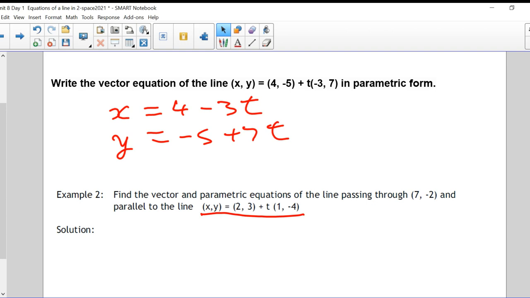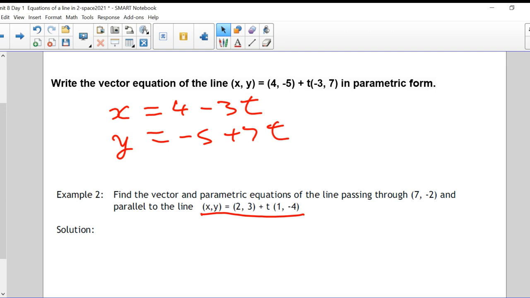What do you think, folks? What should my direction vector be? I'm asking the class now, folks. I'm asking you to chime in on that. What should my direction vector be? It's parallel to the one on the screen right now that I just underlined. So what should the direction vector be? Folks, I need some reaction from you on that.